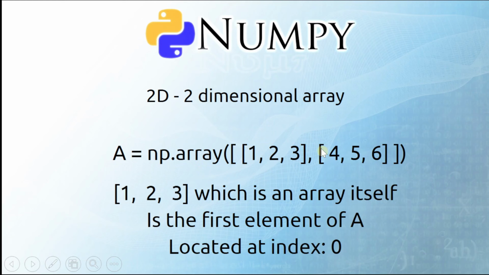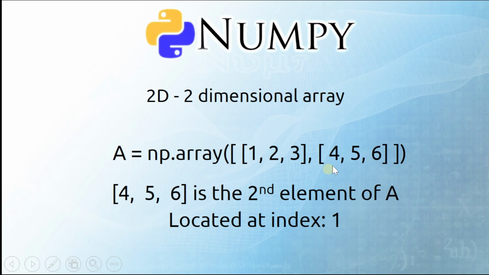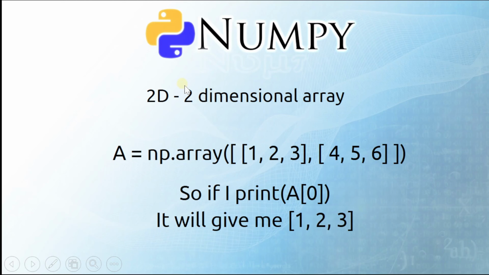So 1, 2, 3 is actually the value of A at index 0, but at the same time, this value is an array of its own. If you print A at index 0, it will give you 1, 2, 3. By the way, that would be index 0 and that would be index 1. So if you print A at index 1, it will give you 4, 5, 6. So it's an element, but this element is actually an array of its own. The second element of A is at index 1, because arrays start from index 0. It's a rule of thumb. So if I print A[0], it will give me, as I mentioned, the first element, which is a vector, not one value, because here it is two-dimensional.